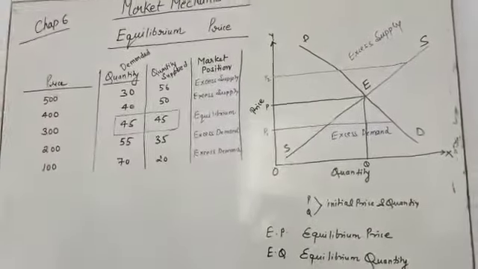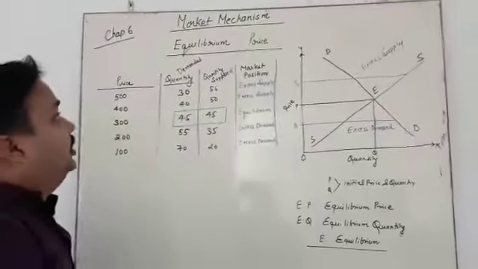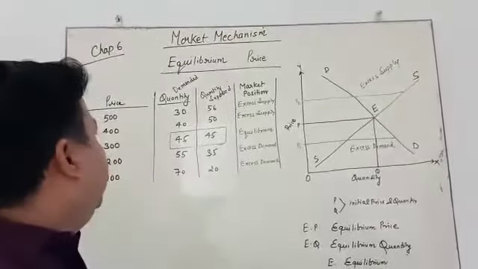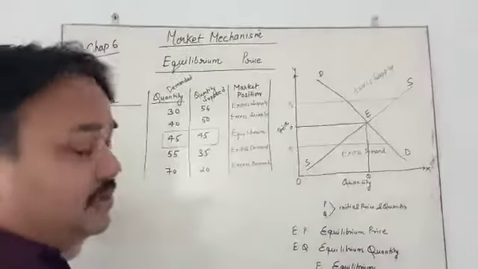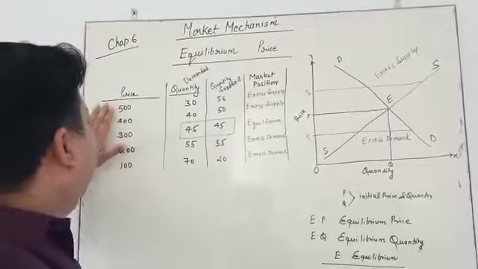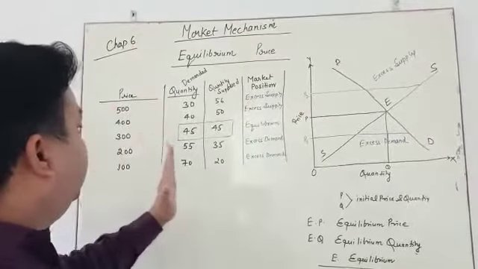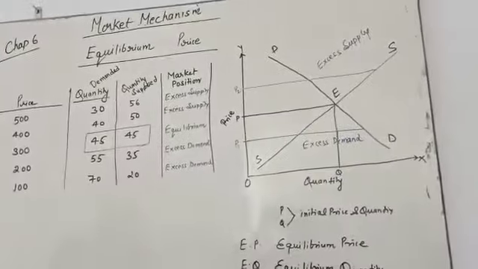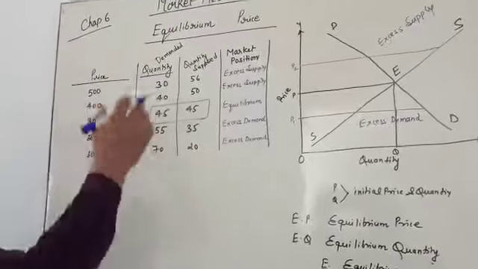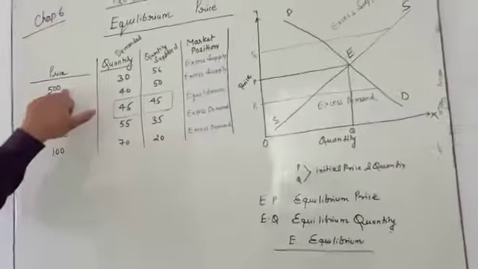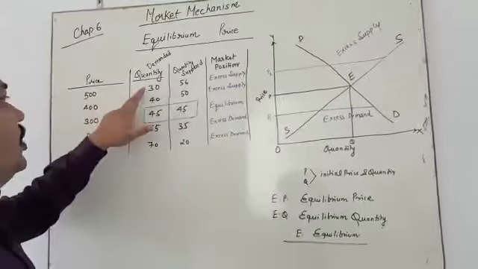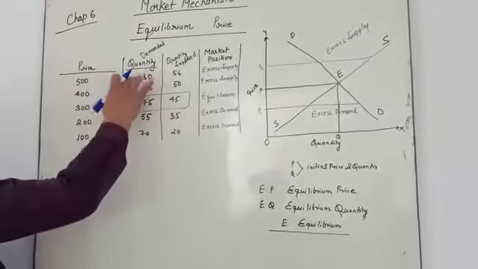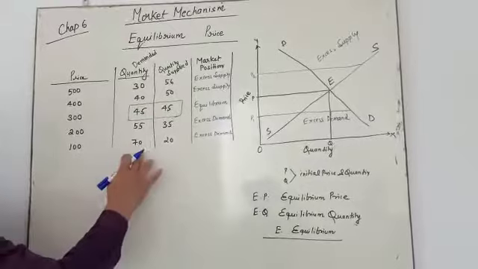In chapter 6 there is the market mechanism. Market mechanism means how to know the equilibrium price. I took one example here. I take the prices of the commodity, decide quantity demanded and quantity supplied, and here we calculate the market position. Simple, my dear student. When the price of the shirt is 500, the quantity demanded is 30. As the price decreases, the quantity demanded increases.